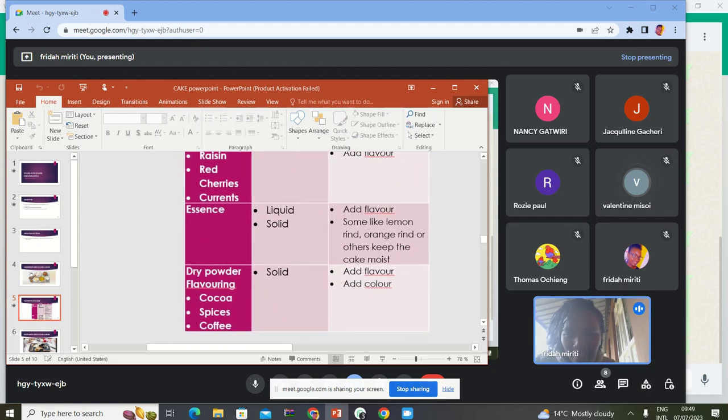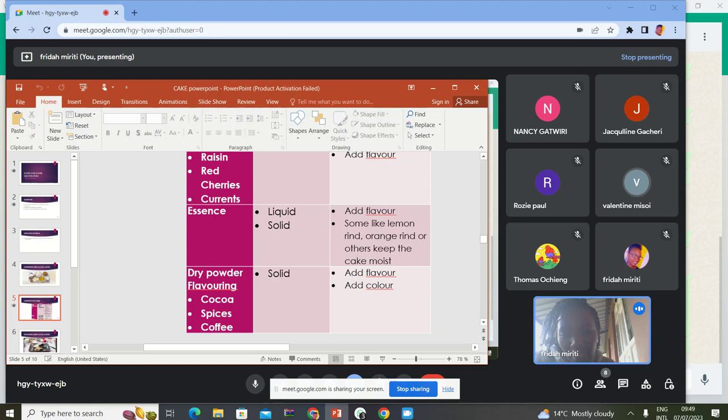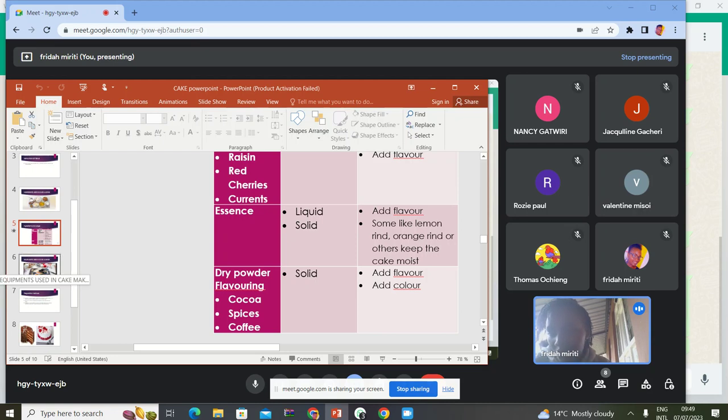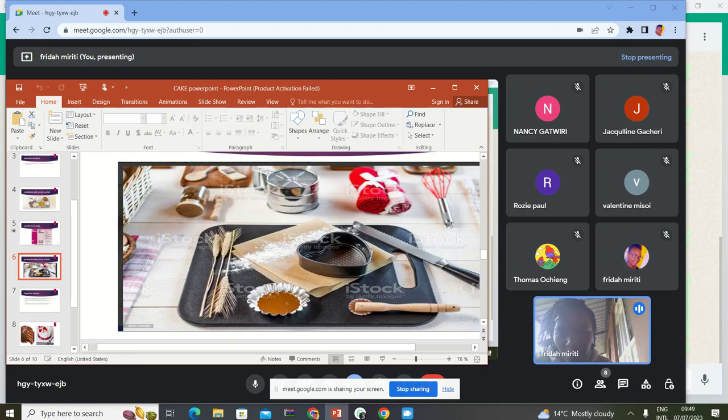We have the essence. We have two types of essence: the strawberry essence and the vanilla essence. They are normally in liquid or solid nature, and they are used in adding flavor. We have the dry powder flavoring: cocoa, spices, and coffee. They are stored in nature and they are used to add flavor. We will now check on the equipment that is used in cake making.